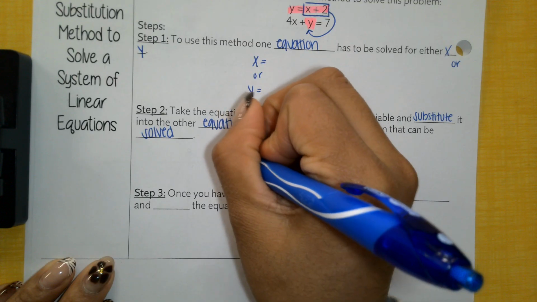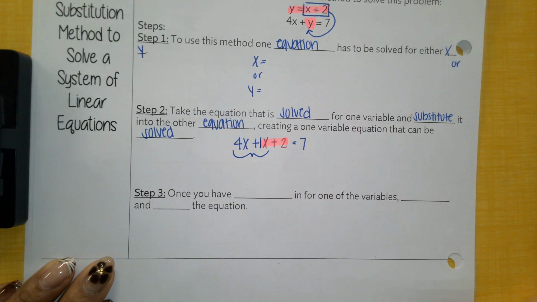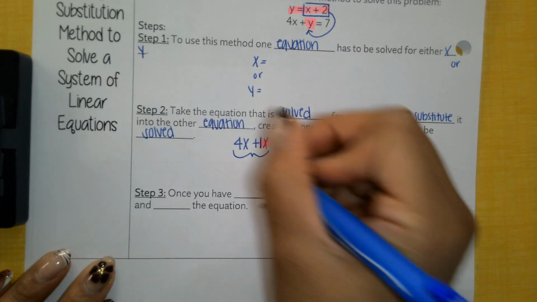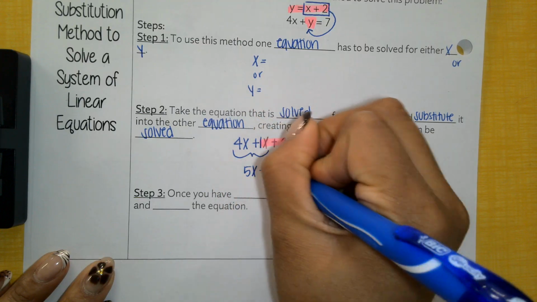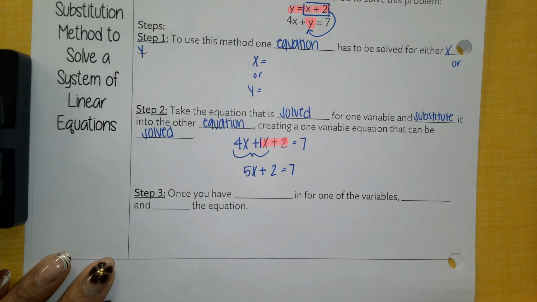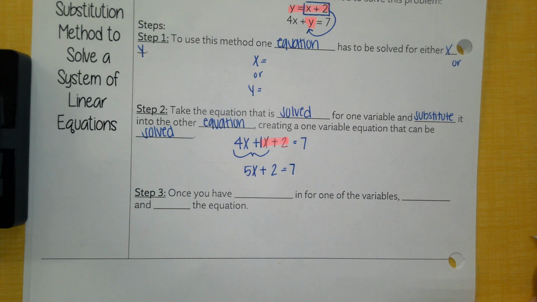The 4x and the x. So we have 4x plus 1x. What is that going to equal? 5x. So 5x plus 2 is equal to 7. Now this is just a regular two-step equation which we've solved many times with other lessons. So this is nothing new.